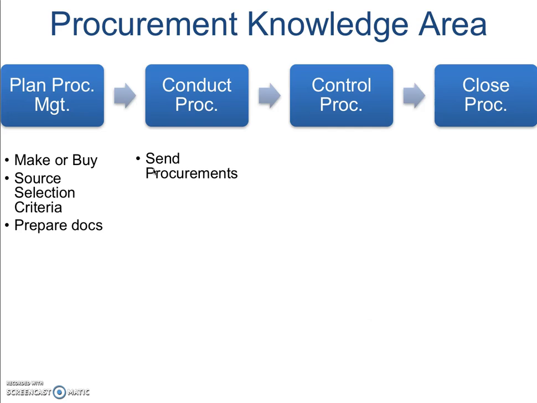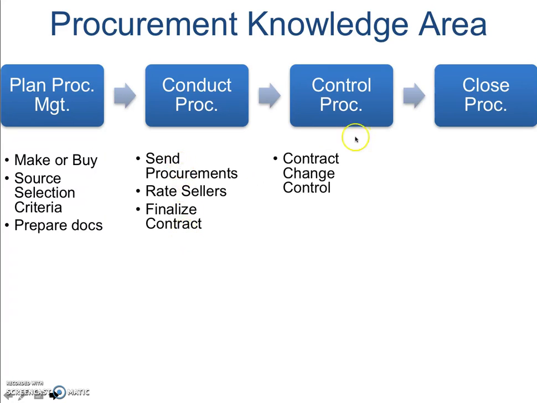Conduct Procurements starts with sending those documents to the sellers. That's what starts this process. And it ends not only when you receive the information back from the seller, but when you finalize the contract. When you finalize the contract, it means you have signatures. It changes from a procurement document to a contract. So everything that happens within Conduct Procurements goes from sending those documents to getting that signature.